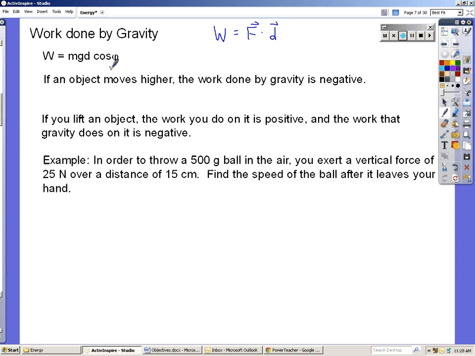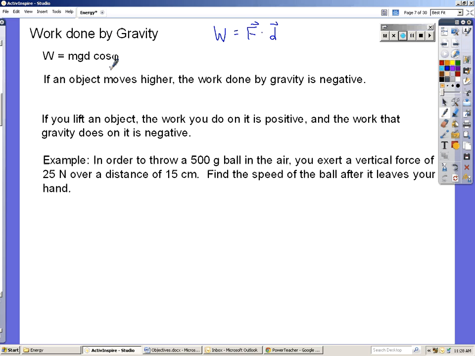Now one thing about this is that if an object is moving upward, gravity is doing negative work. It's taking energy away from the object. And that means if you lift an object, you are doing positive work because the upward force that you exert is in the same direction as its displacement, while gravity does negative work. So you are putting energy into the object and gravity is taking it away, and the result is if you're lifting it at constant speed, the kinetic energy of the object is not changing.